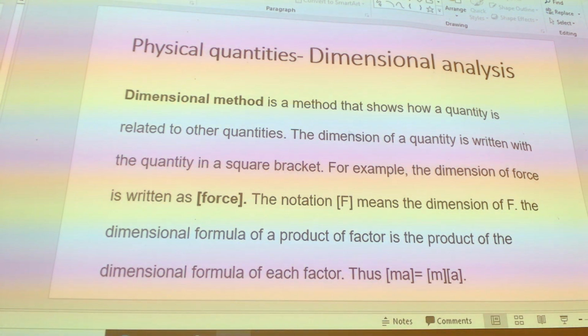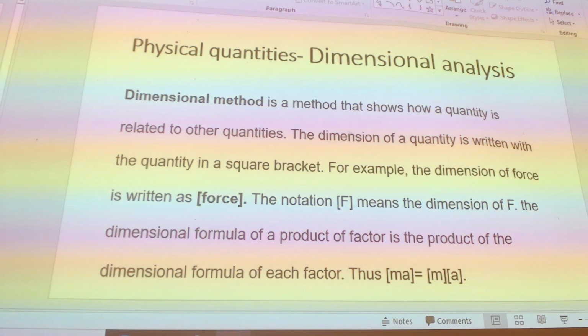In this case, we can still use letters such as F. For the dimension of force, we insert brackets to be able to call it the dimension of force. So anytime you want to write the dimension of a word, make sure you insert brackets around that word. That's the first point.